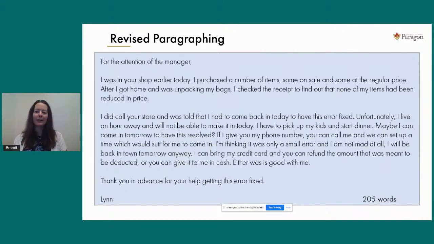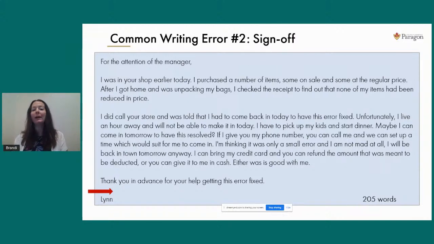So we've fixed the paragraphing structure, much better. Now there's one other tiny little thing here. We can call it writing error 2, and it has to do with the format of the email specifically. So I'm going to place a little red arrow on the screen where there's something missing. So between this concluding sentence and our signature, when we're writing an email, we should have what's called a sign-off. It can simply be 1 word, maybe a couple of words at most.